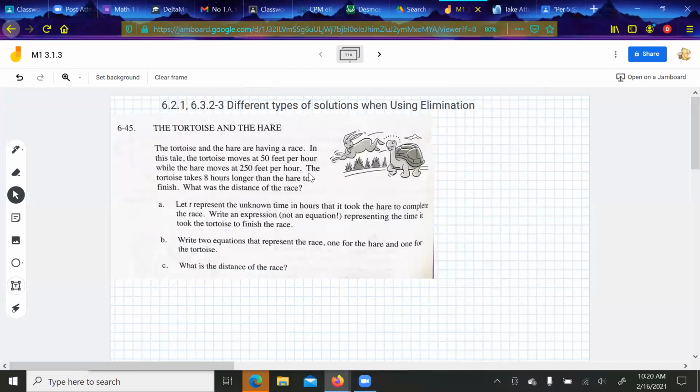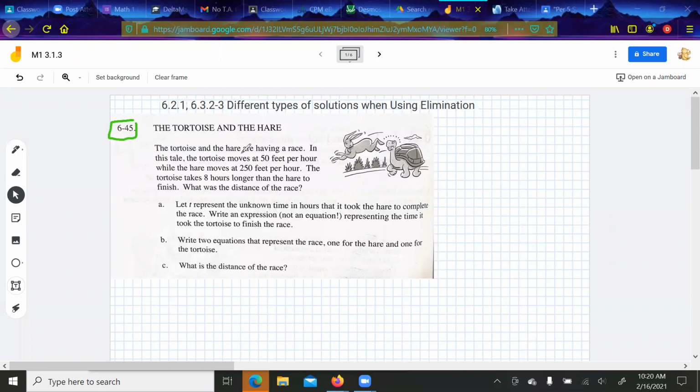So now we're going to do these problems together, starting with 45. All right, number 45, the tortoise and the hare. Hopefully you've heard this story when you were a kid, right? Who wins, the tortoise and the hare? All right, let's see. The tortoise always wins, right?